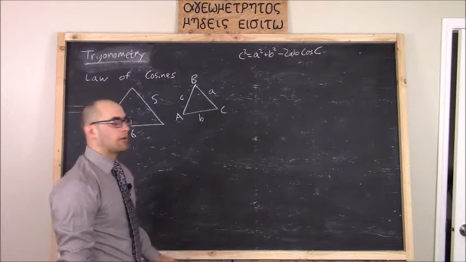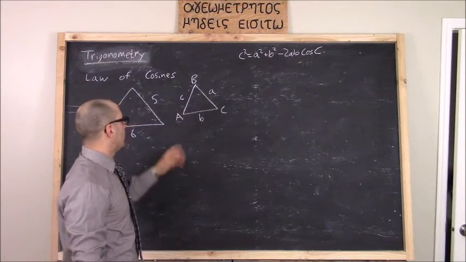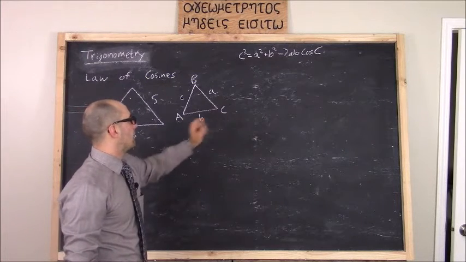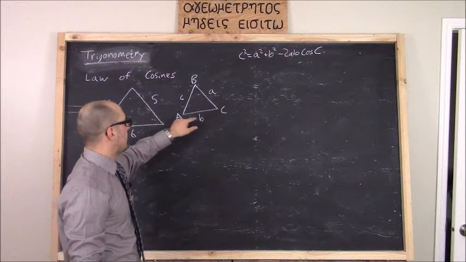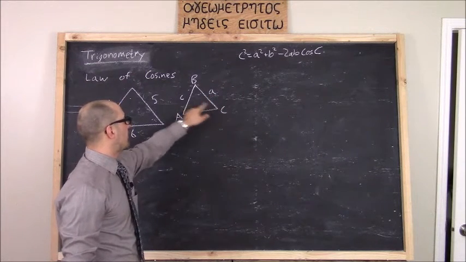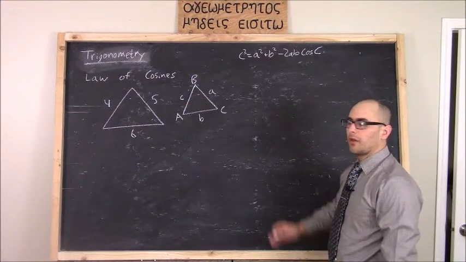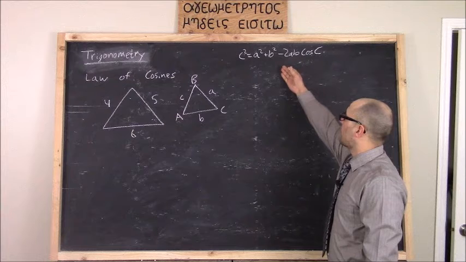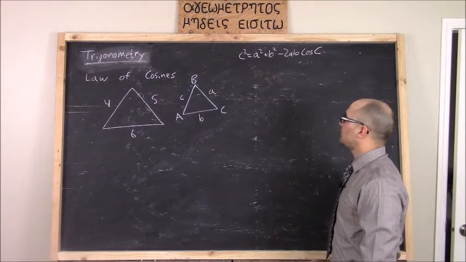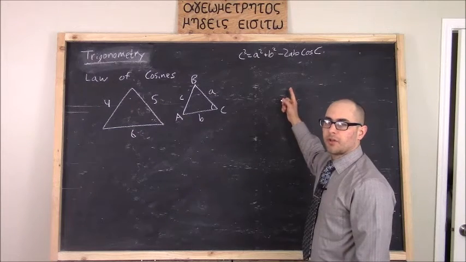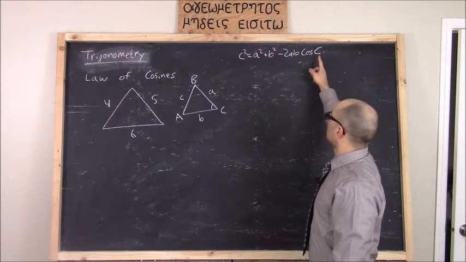Given a generic triangle with angles A, B, C and side lengths a, b, c, notice the capital letters denote an angle, the lowercase letters denote a side length, and each one is opposite. A opposite a, C opposite c, B opposite b. Given that notation, the law of cosines states that c squared is equal to a squared plus b squared minus 2ab cosine C. In this arrangement, we could either be solving for side length c on the left-hand side of the equal sign, or angle C.